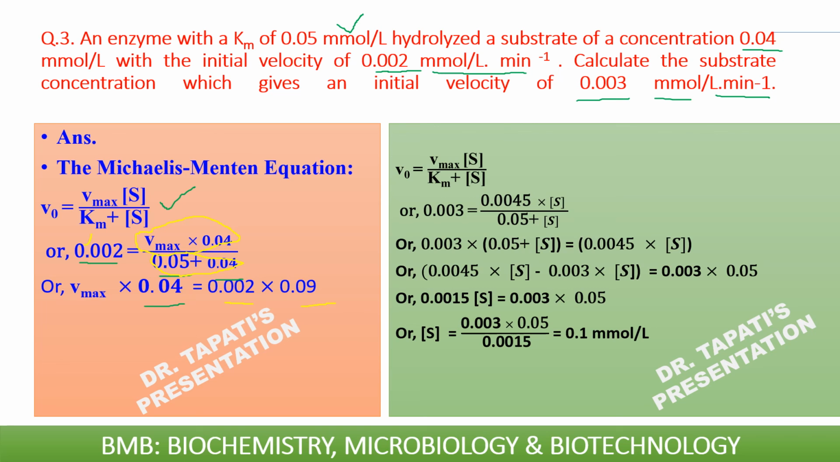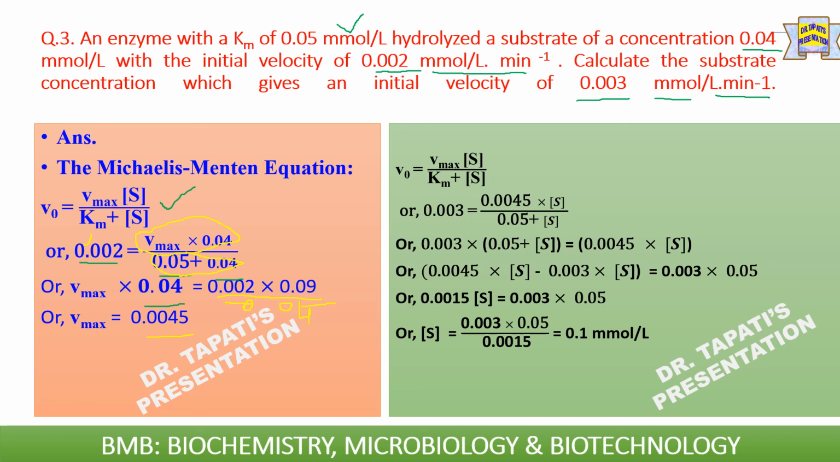So we have to find Vmax. We can solve it by dividing 0.002 into 0.09 by 0.04. If you solve this, then you will get the Vmax value 0.0045.